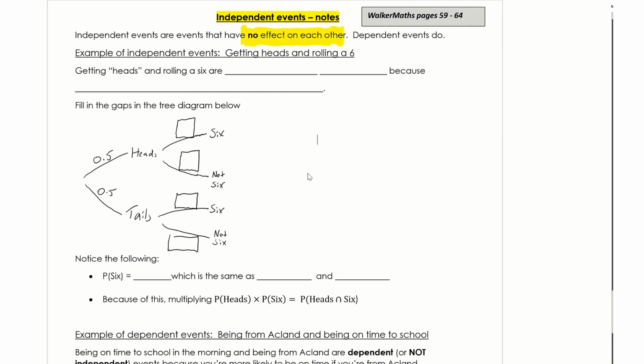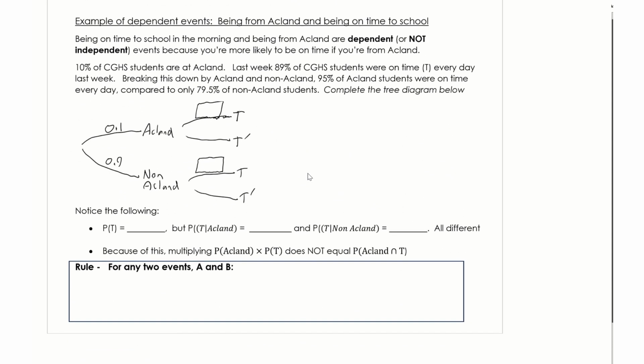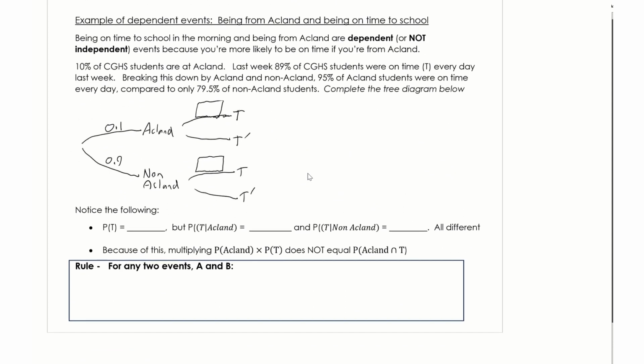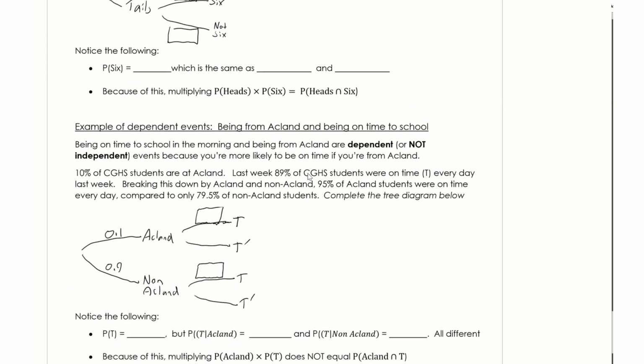So the opposite to that is what we call dependent events, or non-independent. And they're events that do affect each other. An example of dependent events would be whether you're from Auckland and then whether you're on time to school in the morning. Why would they be dependent? They're dependent because if you're from Auckland, you're more likely to be on time to school because everyone leaves at once. So independent and dependent.